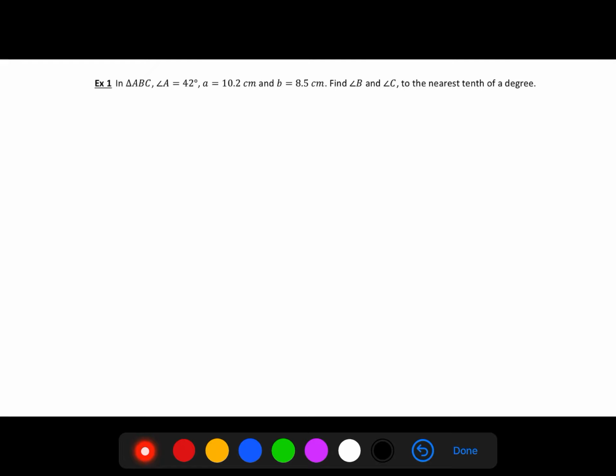Example 1, we have angle A is 42, side A is 10.2, and side B is 8.5. So again, we do have a side-side-angle. Starting with our 42-degree angle for A, we know side B is 8.5, and we know that side A is 10.2.